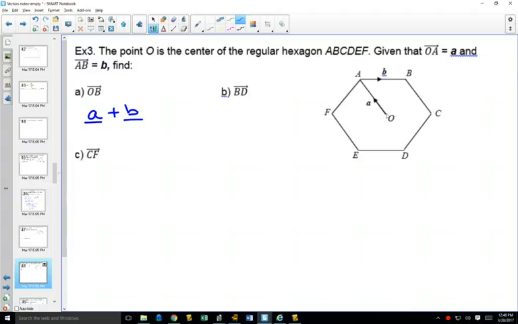If you need to go from B to D, can you see that one way that you could get there is this way and then down that way? So what would that look like? Well, the first one was a negative b, and then we went 2 in the a direction, but negative.